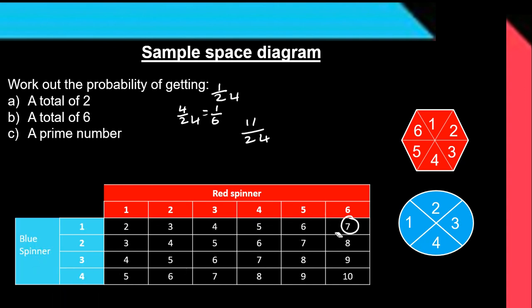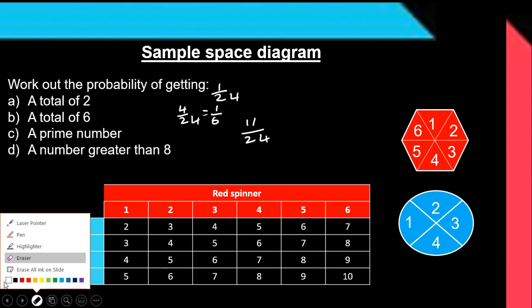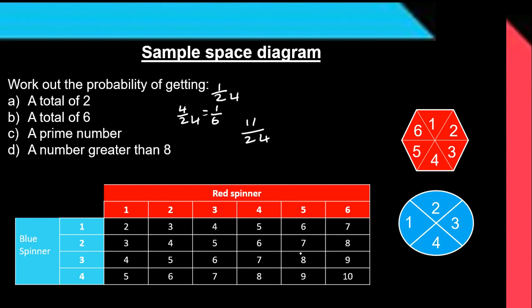Okay, let's have a look at the last question then. What is the probability that we get a number that is greater than 8? So we look at our sample space diagram. The only numbers that are greater than 8 is 9 and 10. There's only 3 possible outcomes, so we say 3 out of 24, which again we could simplify by dividing both by 3, which is 1 over 8.